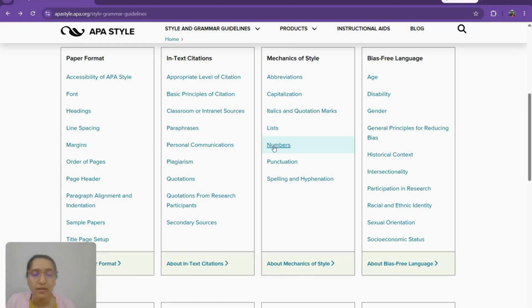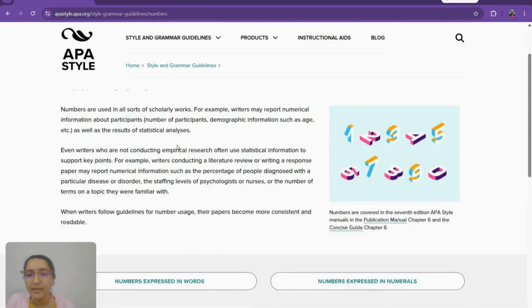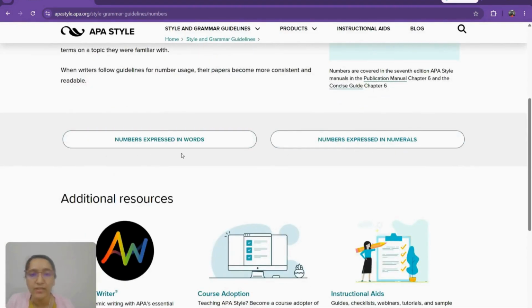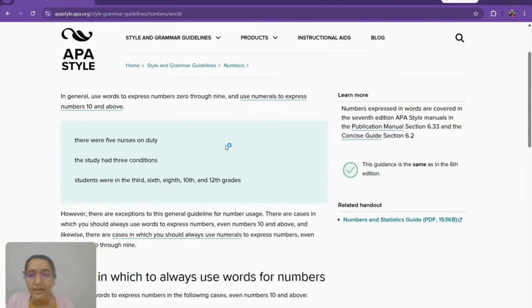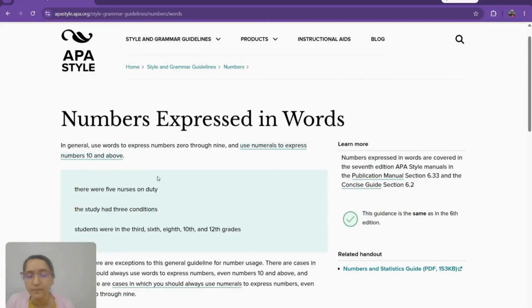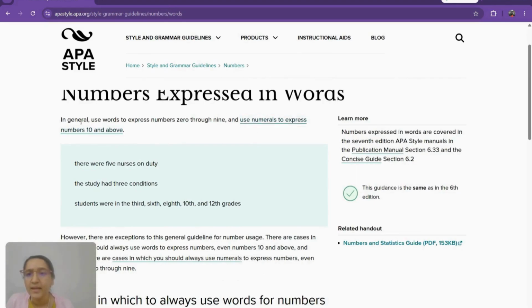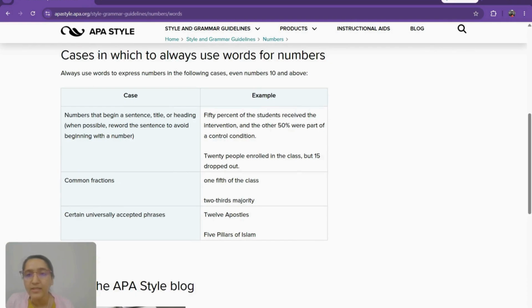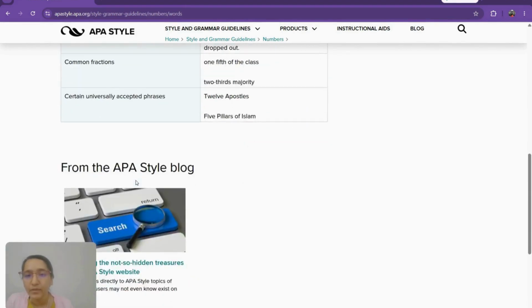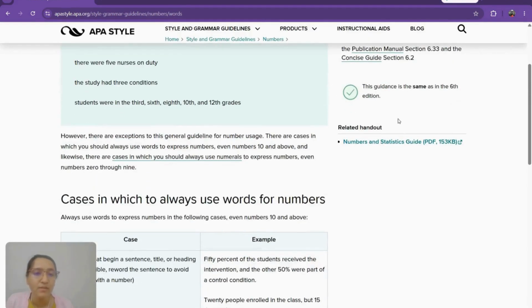So let's click on numbers, and then here we can see there are two different links: numbers expressed in words and numbers expressed in numerals. So let me click on one of these, and here you can see the simple rules, such as, in general, use words to express numbers 0 through 9, and use numerals to express numbers 10 and above. And then there are other cases in which to always use words for numbers, and you can read them, but for now my focus is on this related handout.